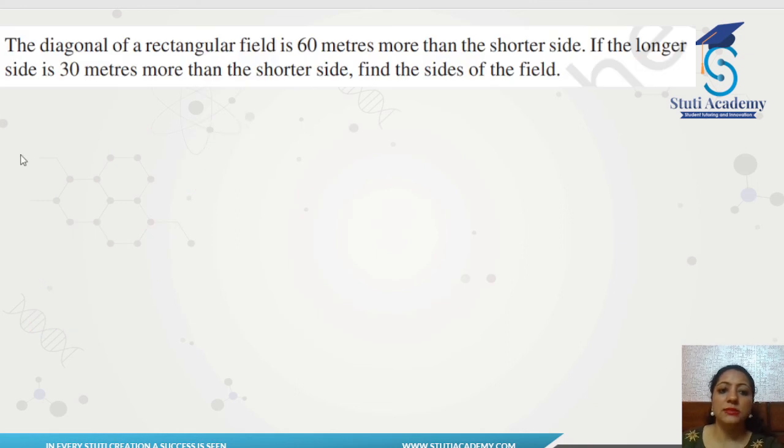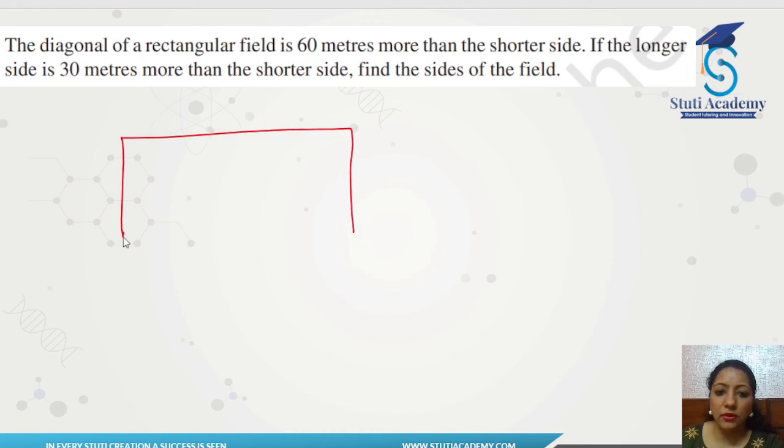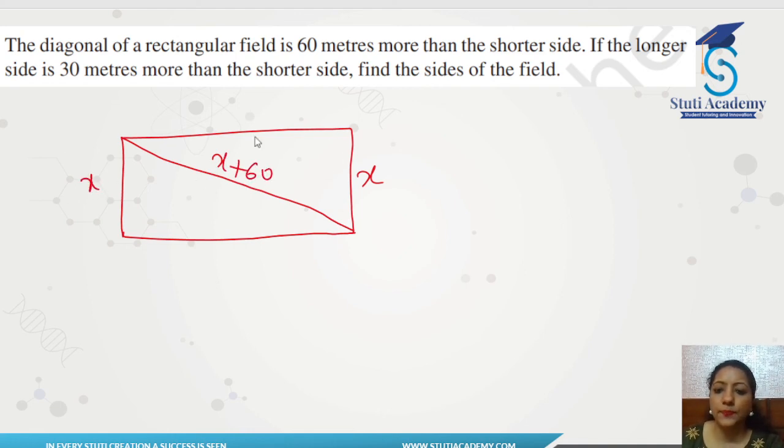Now let us discuss this one. The diagonal of a rectangular field is 60 meters more than the shorter side. Here we have a rectangular field. And let's say that this is the diagonal. Shorter side means we are talking about the width here. So 60 meters more, that means the diagonal here is x plus 60. If this is x, this would also be x.